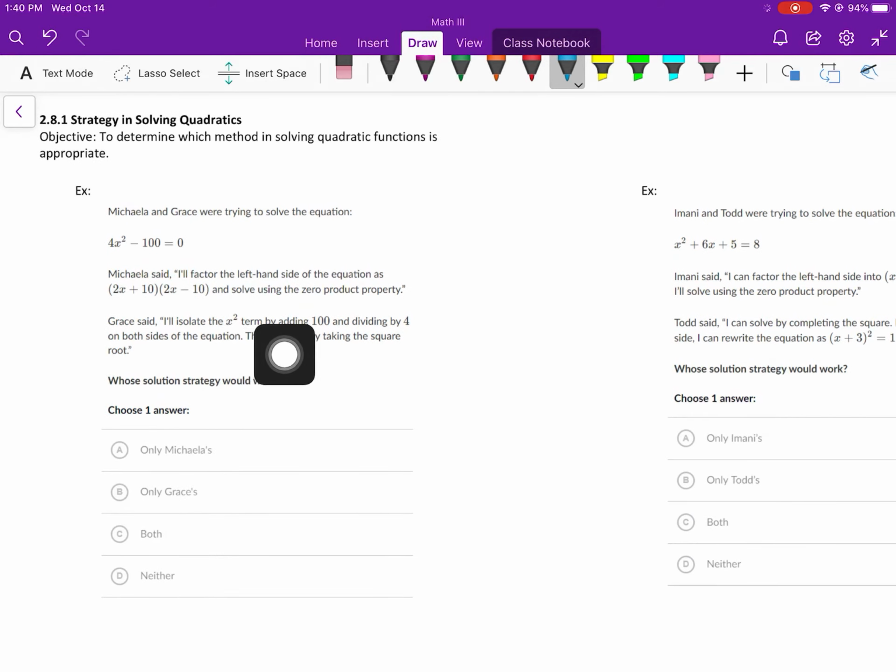I'll isolate the x squared by adding 100 and dividing both sides by 4. And that's fine because there's no x term in the middle. You can do this. If there was an x term in the middle, like let's just say 4x squared plus 7x minus 100, that way is out. We can't use that. We then have to look into factoring or completing the square, all of that. But both of them work here.